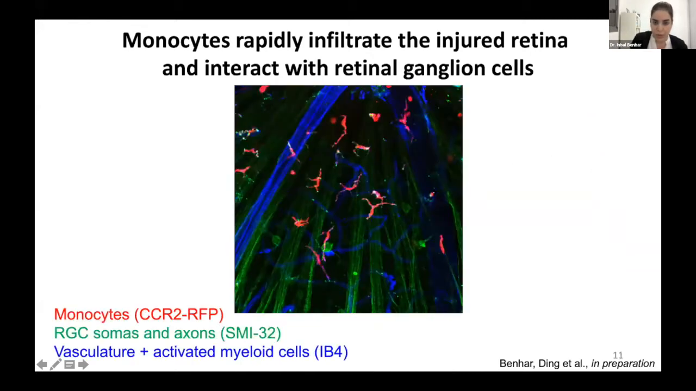When we zoom in closer, we see that these monocytes differentiate and acquire macrophage morphology, and they come in intimate contact with retinal ganglion cells and their axons, here in green. So it's very interesting to find out what the fate of these cells is in the tissue.